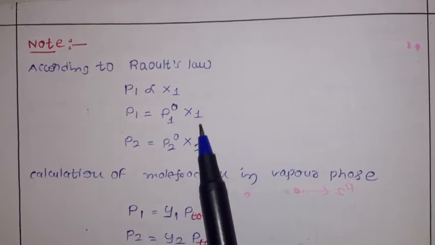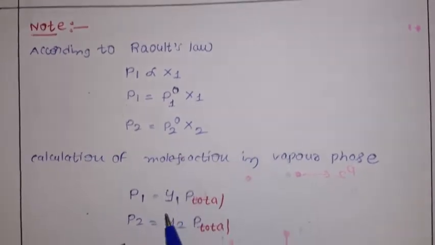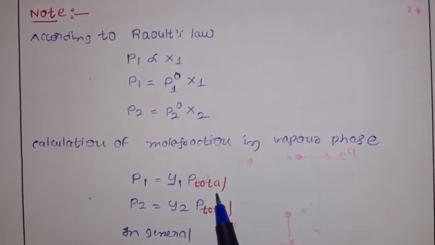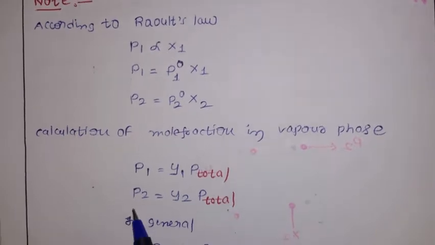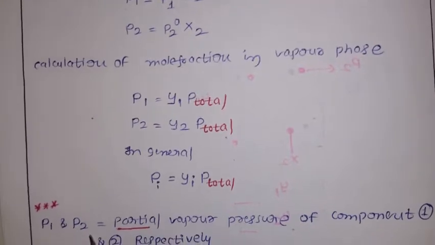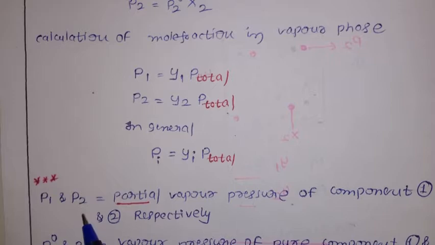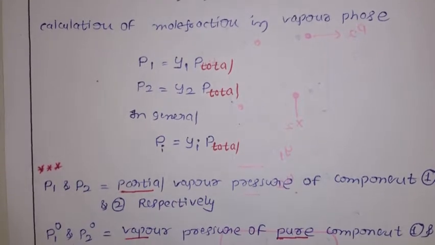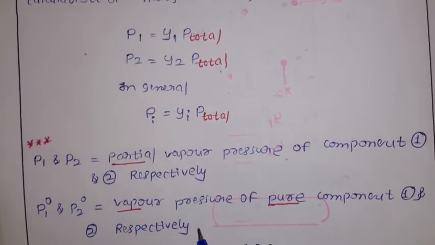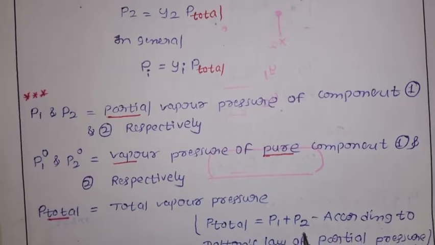In the solution, we have to go for x1 and x2 and multiply with the pure pressure. If you want the vapor phase, we have to multiply with the P total pressure, not the pure pressure. So P2 equals Y2 into P total. Here you have to remember, P1 and P2 are the partial pressures of the components. P1 naught and P2 naught are the vapor pressures of the pure components. This is in the mixture, this is in the pure component.